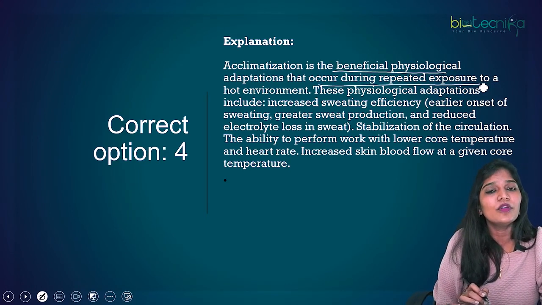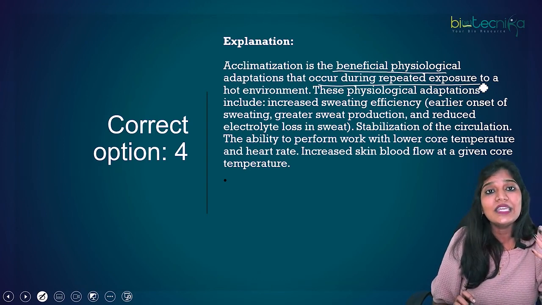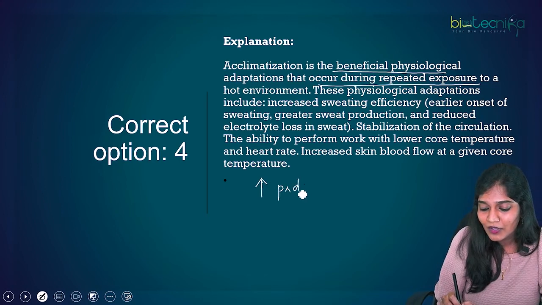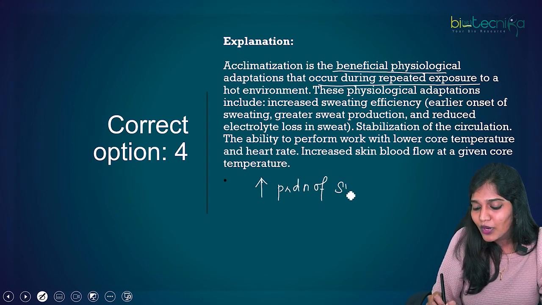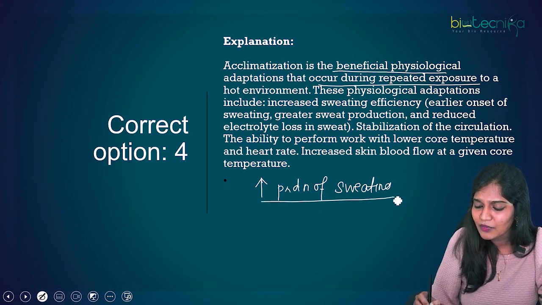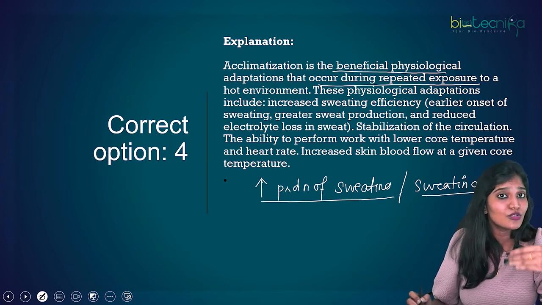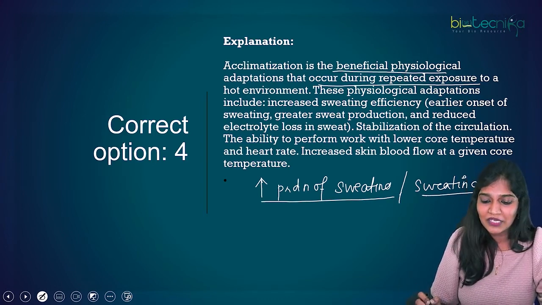Definitely, if there is going to be a lot of heat, ultimately there is going to be increased production of sweating. The purpose of the sweat is to give a cooling effect. So the production of sweat will be maximum, or we can say the sweating efficiency increases. Or there is going to be a low threshold before the onset of the sweating, we can say.